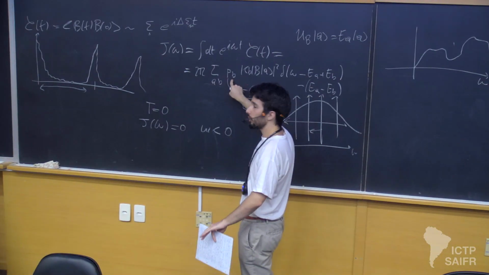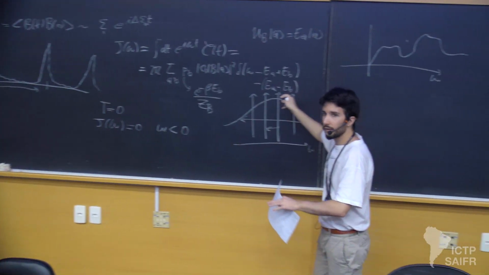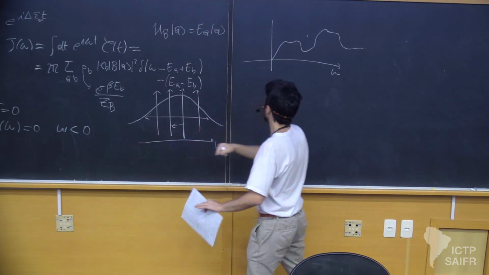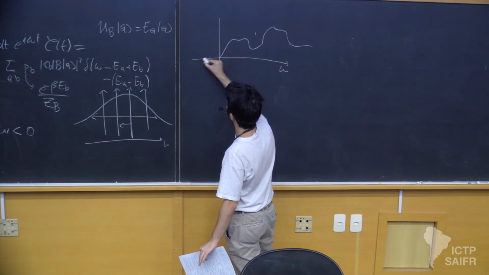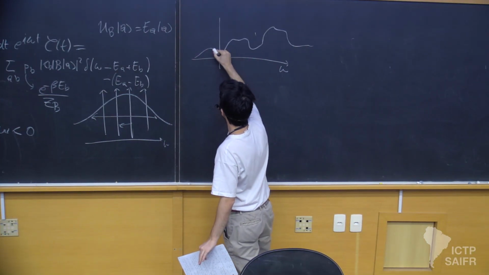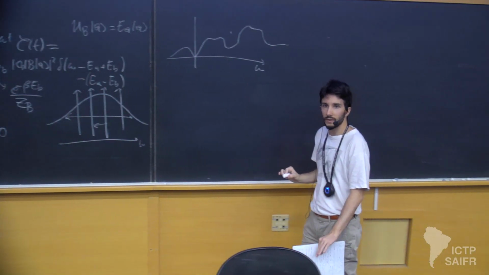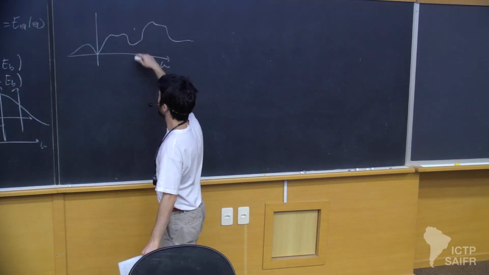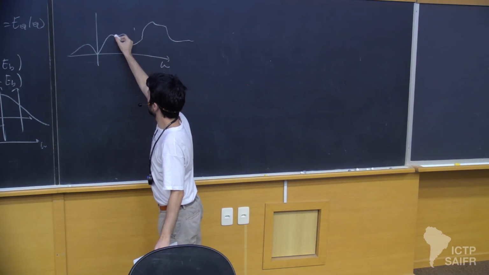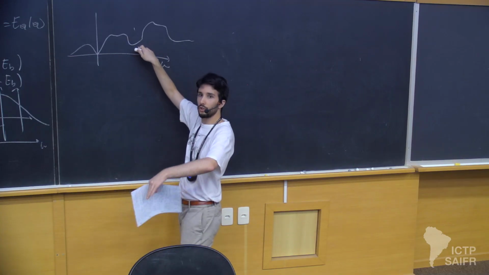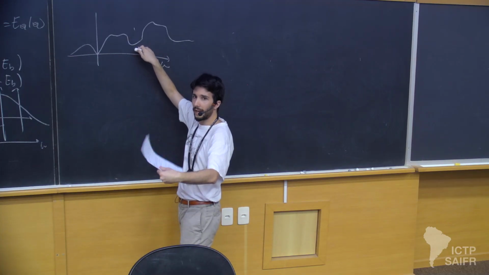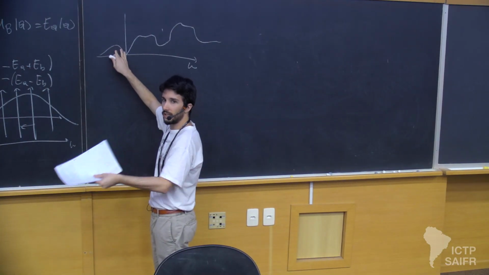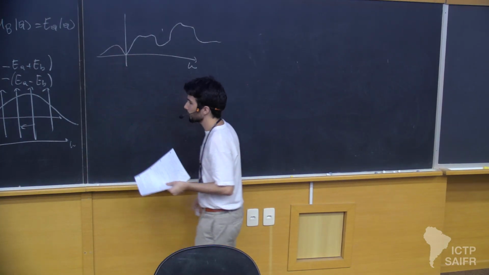At finite temperature, you can have, of course, transitions from an excited state to a lower state, and so this thing generally acquires weight at negative frequencies. Roughly speaking, the transitions here correspond to transitions in which the environment is absorbing energy from the system, and these are transitions in which the environment is giving energy to the system.